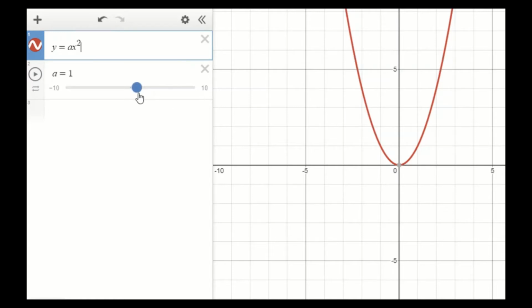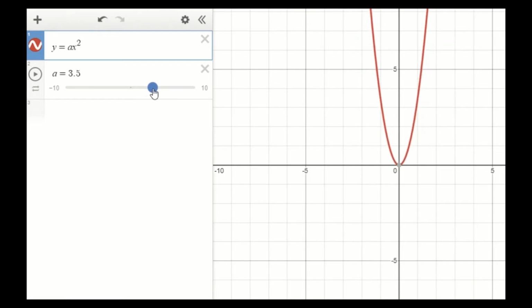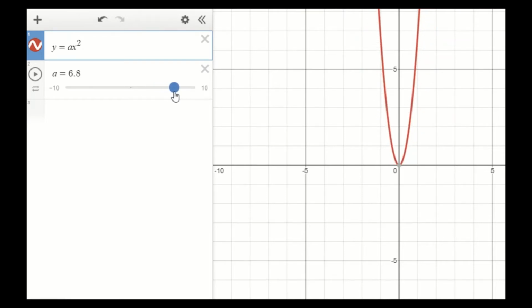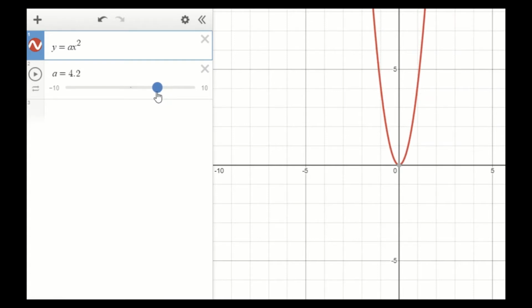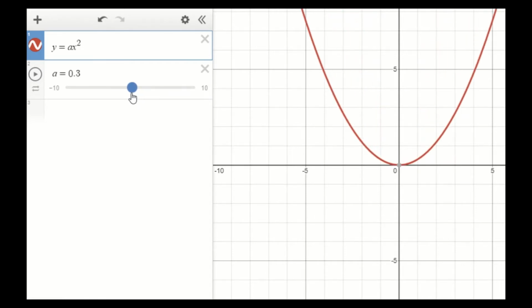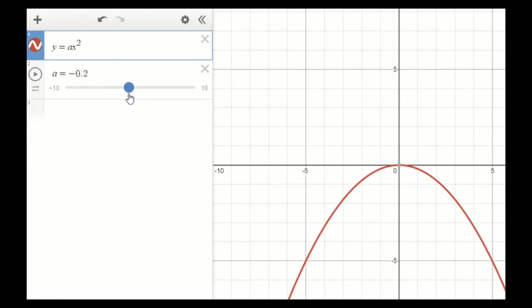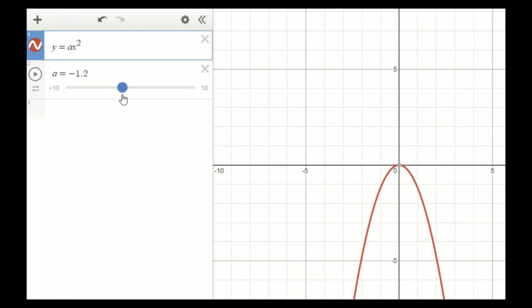The first thing that the a value controls is the width of the parabola. Notice what happens as I increase the value of a. As a gets bigger, the parabola is getting thinner, narrower. That's because we have a vertical stretch; we're stretching the parabola away from the x-axis. And as a gets smaller, it gets wider. What's going to happen when we get to 0? Now it's just a flat line because it's just y equals 0. So it flattens out, and when we go to negative numbers, it actually flips over the x-axis.